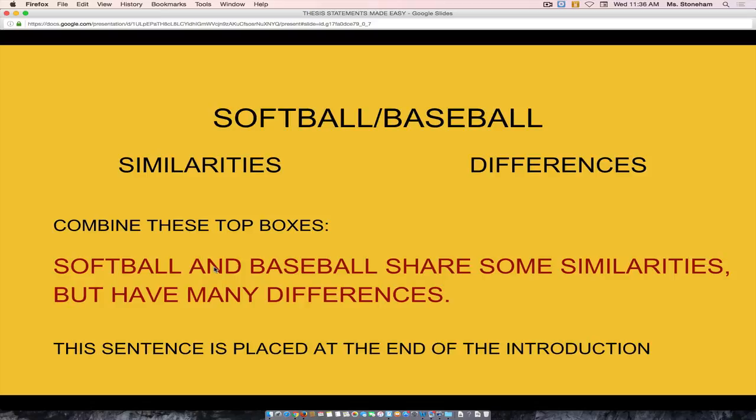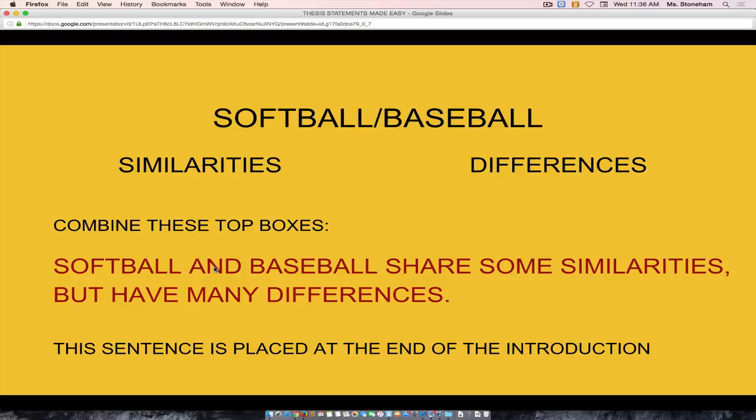Softball and baseball share some similarities, but have many differences. Now, here's what I ask my ninth grade students to do. Read that sentence and see if that tells me exactly what your essay is going to be about. Does it do that? Then it's a successful thesis statement. That's all I need to say. This is why it's not hard. It's not hard because I'm not being specific. I'm just telling you, I'm going to pull a rabbit out of my hat.